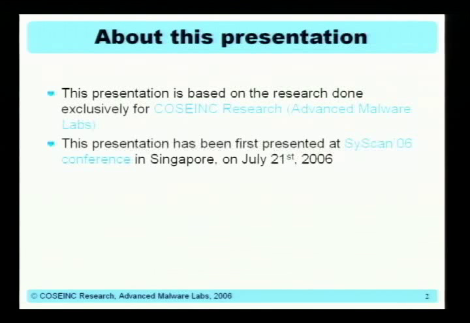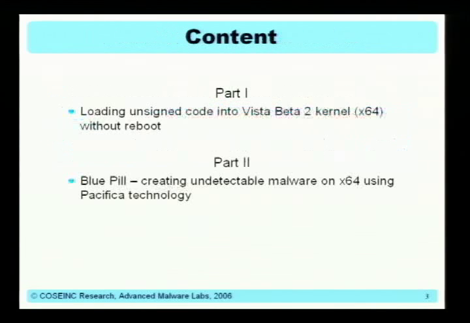This presentation is based on the research done exclusively for COSEINC, and it was first presented 2 weeks ago at a Syscan conference in Singapore. It consists of 2 parts. First part is how to bypass Windows integrity checking for loading drivers into kernel. And the second part is about creating malware which is based on hardware virtualization technology from AMD.